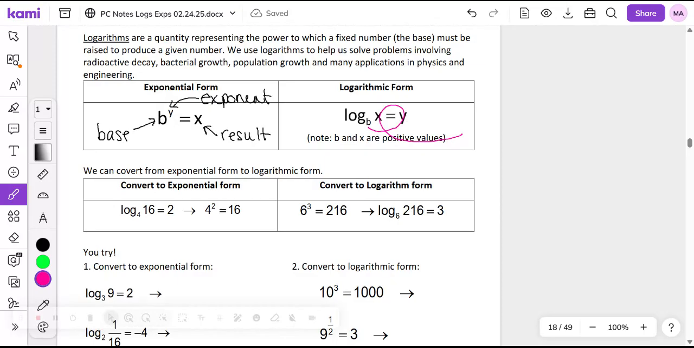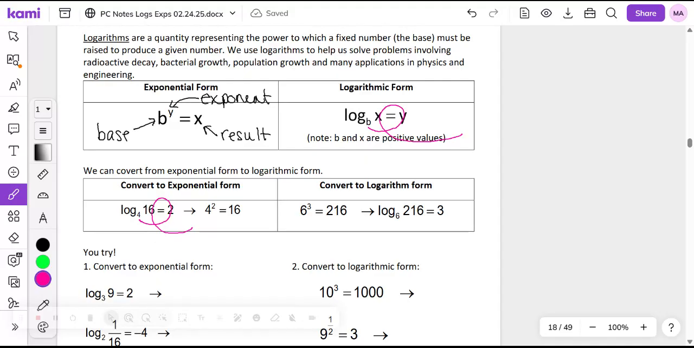Let's go ahead and do some conversions together. We have log base 4 of 16 equals 2. As we put it into exponential form, the base to the exponent equals 16. 4 squared equals 16. And that's what that looks like.